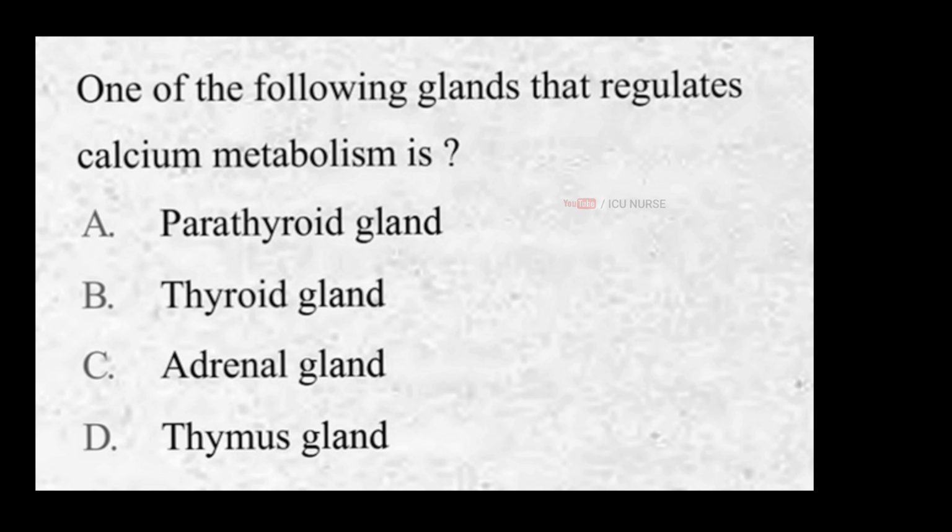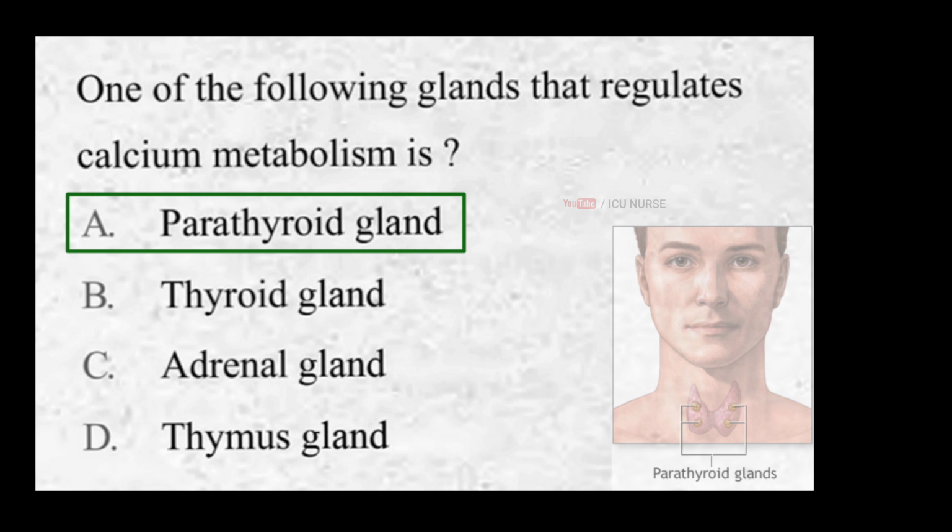One of the following glands that regulates calcium metabolism is A. Parathyroid gland, B. Thyroid gland, C. Adrenal gland, D. Thymus gland. And the correct answer is A. Parathyroid gland. Parathyroid hormone regulates calcium levels in the blood largely by increasing the levels when they are too low. It does this through its actions on the kidneys, bones, and intestine.